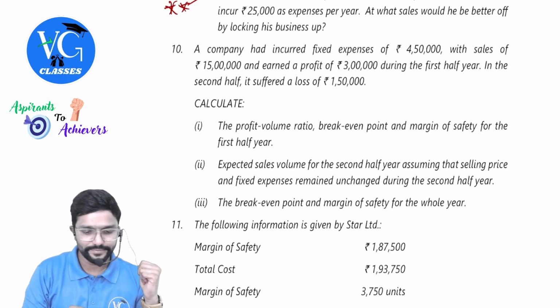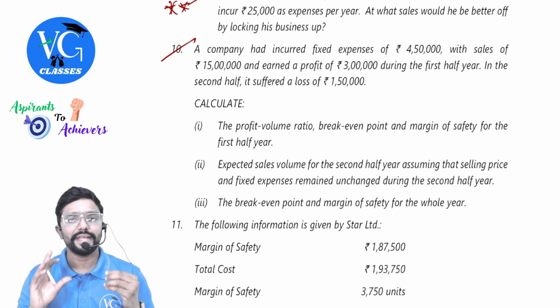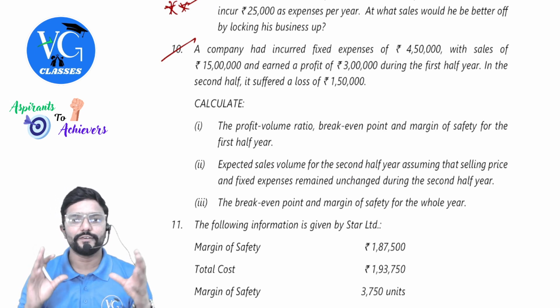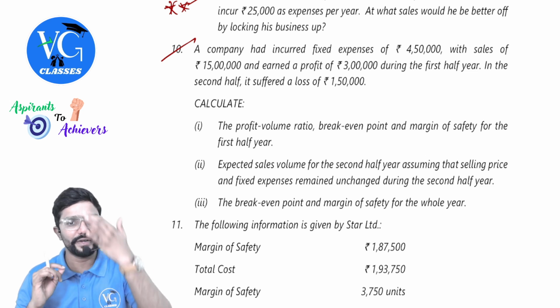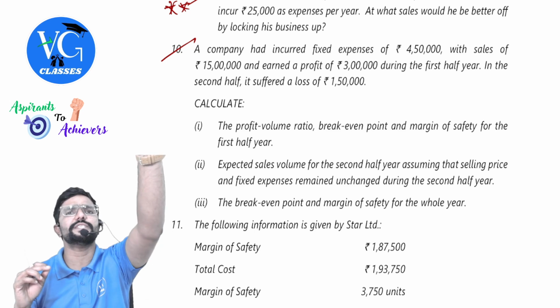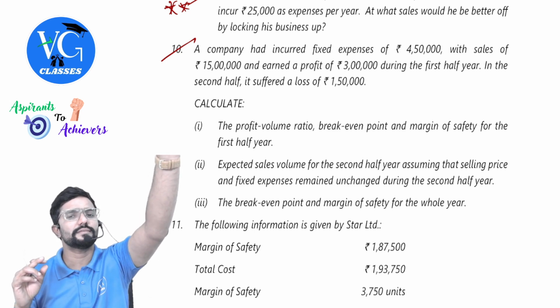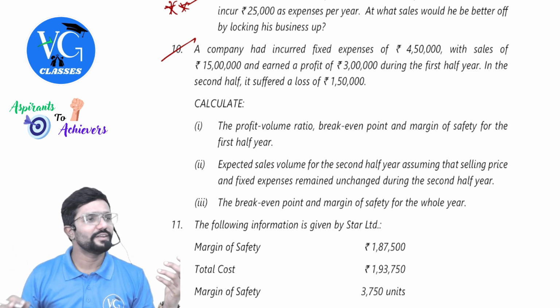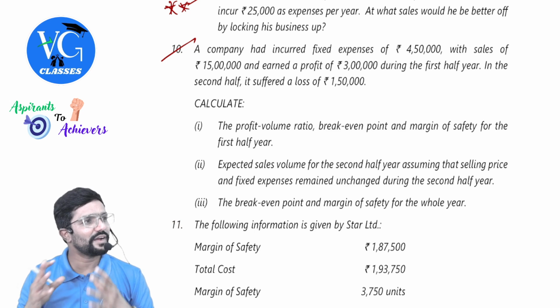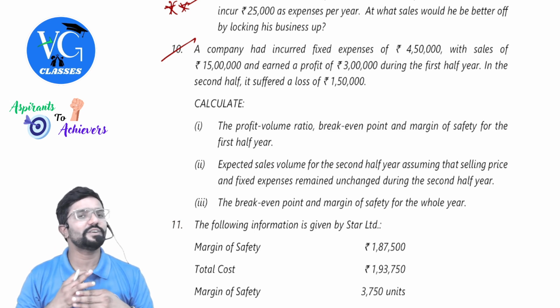Question number 10. A company had incurred a fixed expenditure of 4,50,000 with a sales of 15 lakh and earned a profit of 3 lakh. Guys, come on, what is the contribution? 7 lakh 50,000. What are you calculating so much? Profit plus fixed cost is equal to contribution.